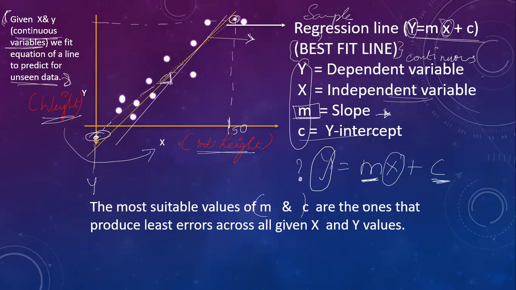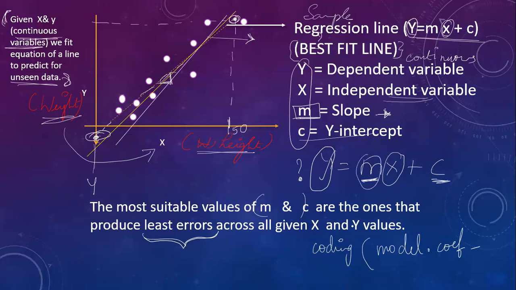You have to find m and c in such a way that it produces the least errors. So finding the m and c values is really very easy. We have mathematical methods also, but I'm not going into that now. In coding, I'll tell you how to find m and c values using sklearn. If model is our object, model dot coef_, if you write that, you will get the coefficient, this value of a best fit line.